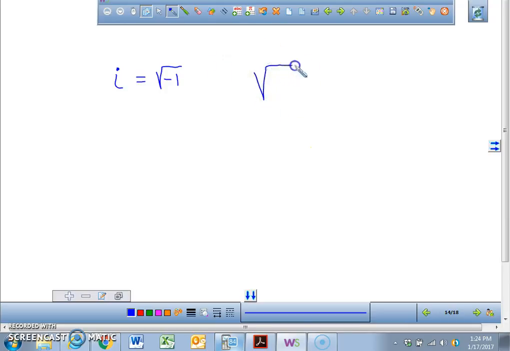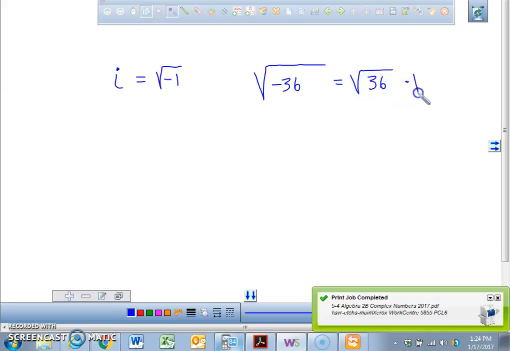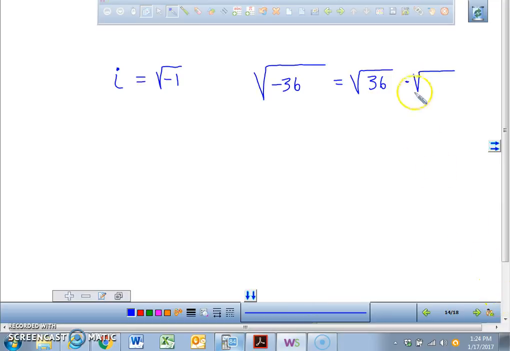Here we go. If I say the square root of -36, I want you guys to understand this would break down to the square root of 36 times the square root of -1. The square root of 36 times the square root of -1 is the square root of -36. This times this equals what's inside. So far, so good?